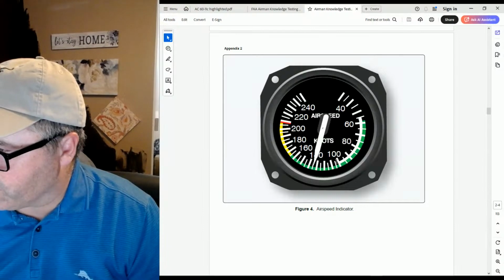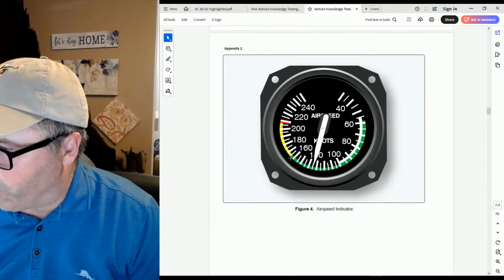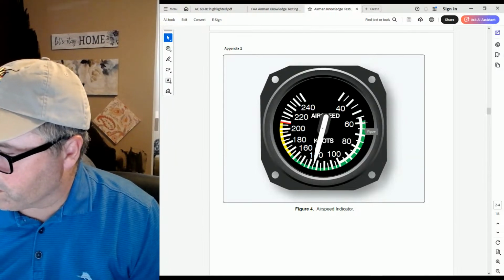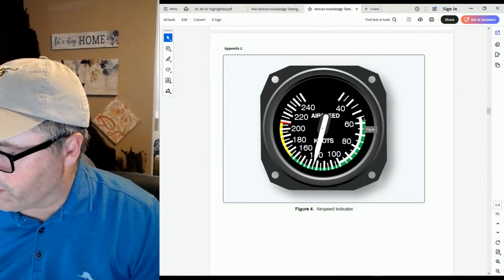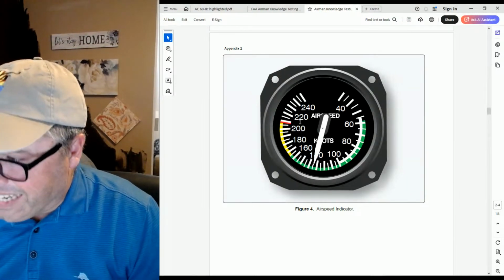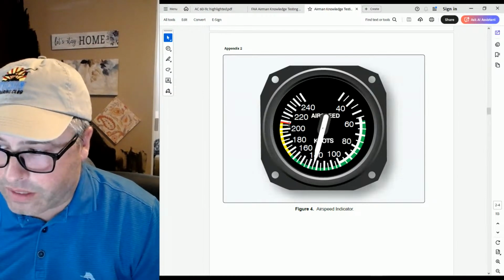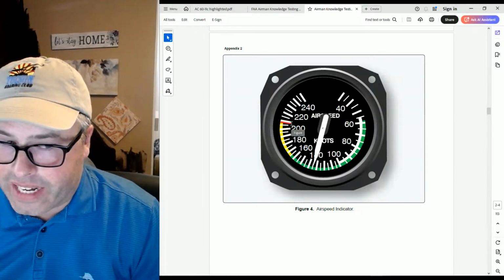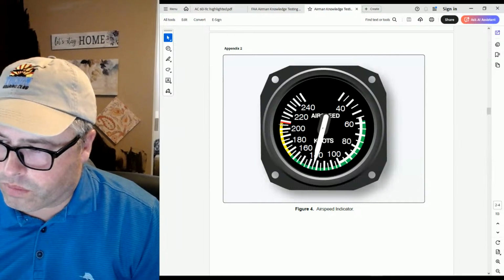Normal operating range, VNO. Well, the normal operating range is your green arc right there. The VNO does not specifically do that. Never exceed speed. Never exceed, VNE. That's VNE. So they're trying to trick you there with VNE and VNO.